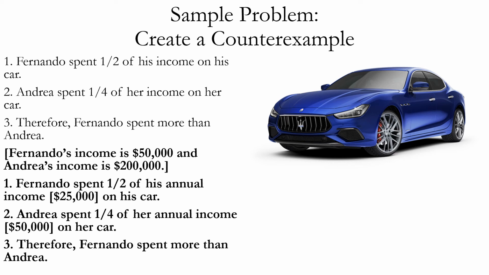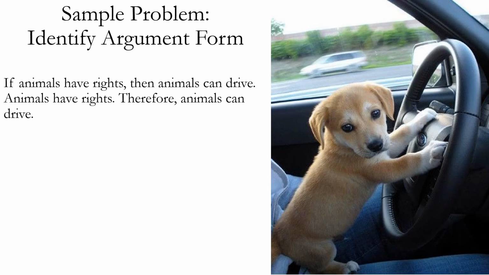So the reason why this argument is logically invalid is because just because half is a larger proportion than a quarter, it doesn't mean that half of x is going to be larger than a quarter of y. It depends on the values of x and y. Let's look at another type of sample problem where we're given an argument and we have to identify the logical form of the argument and then say whether it's valid or invalid.